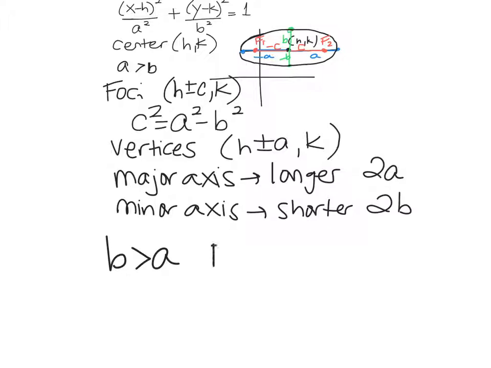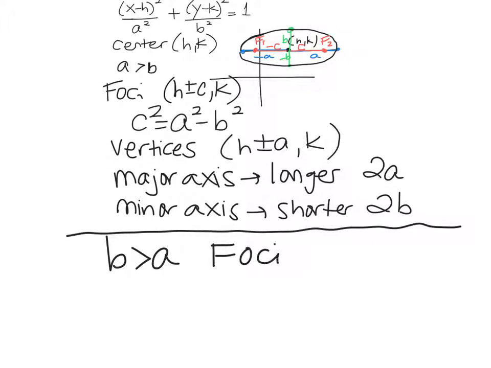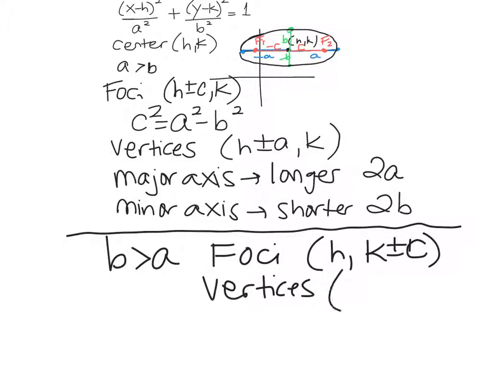Your foci would be then at H, K plus or minus C, okay? Your vertices are now going the other direction. Remember, everything's from H and K. So this would be H, K plus or minus B would be your vertices.